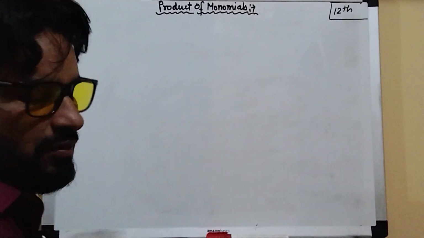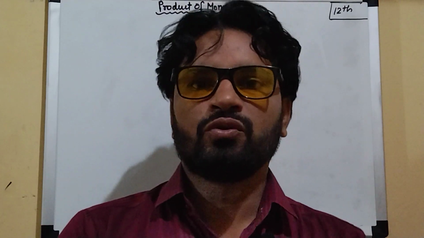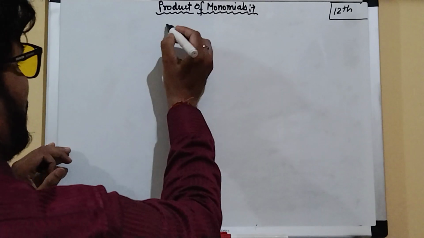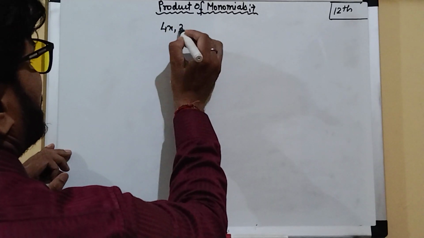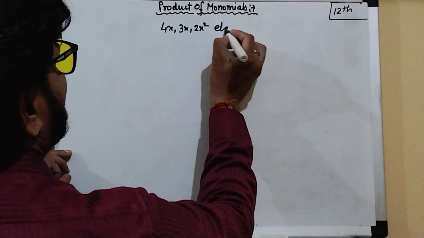Okay. What is a monomial? The polynomial having one term. A polynomial having one term is known as a monomial. For example, 4x, 3x, okay, 2x square, these are monomials.